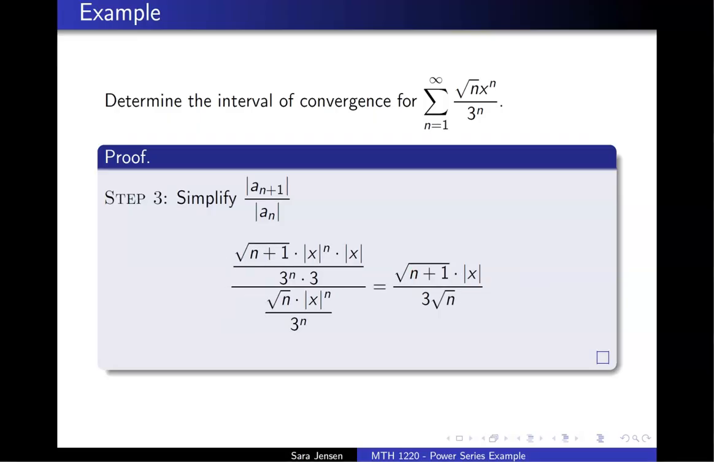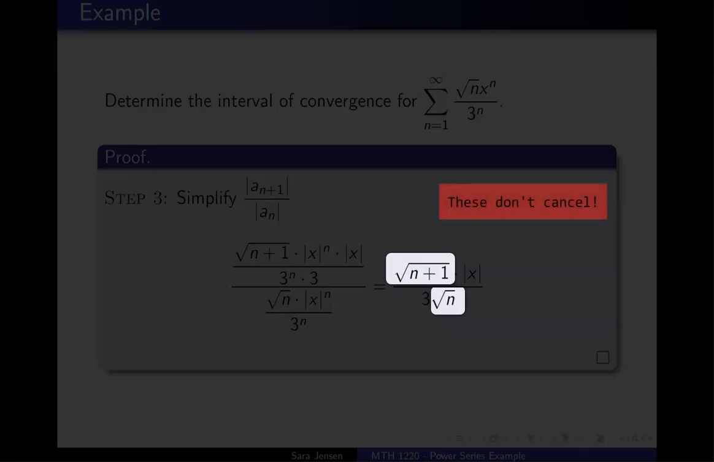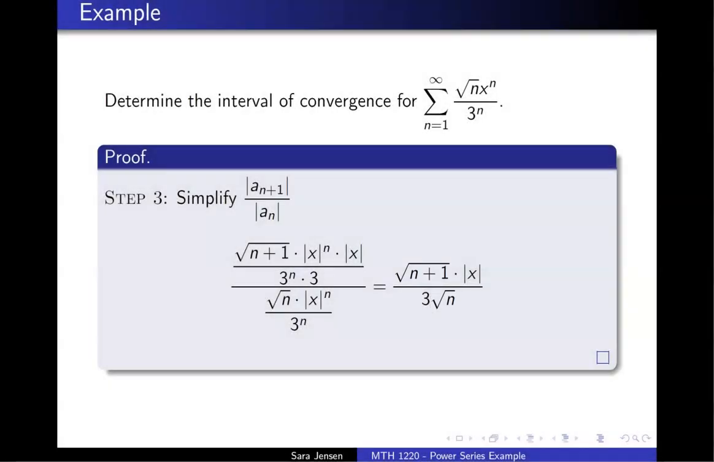Combining all of that work, we find that the simplified version of the ratio of the n plus first term to the nth term is the quantity square root of n plus 1 multiplied by the absolute value of x, all divided by 3 square root of n. Notice that we cannot cancel the square root of n in the denominator with the square root of n plus 1 in the numerator algebraically, but some type of quote-unquote canceling will occur later in the process.